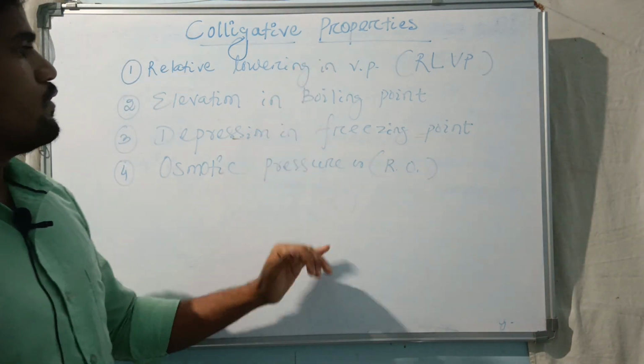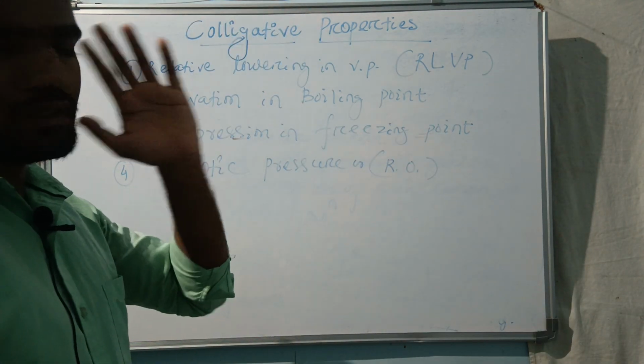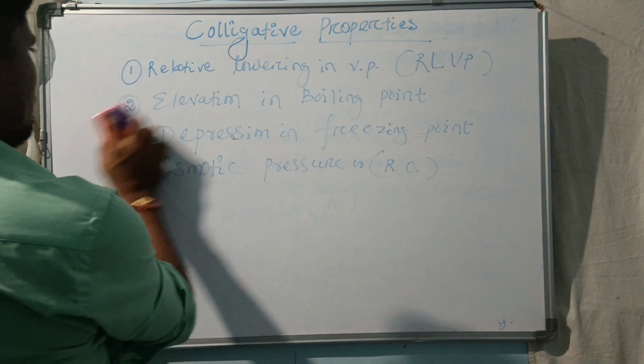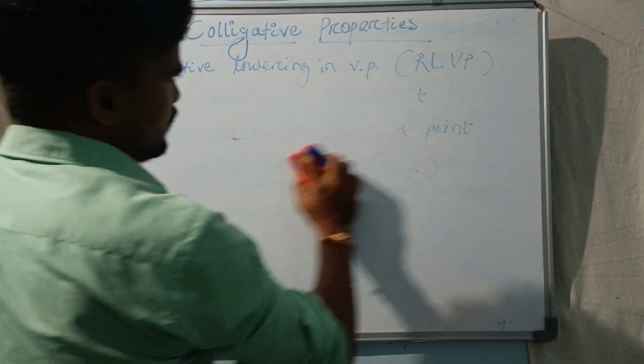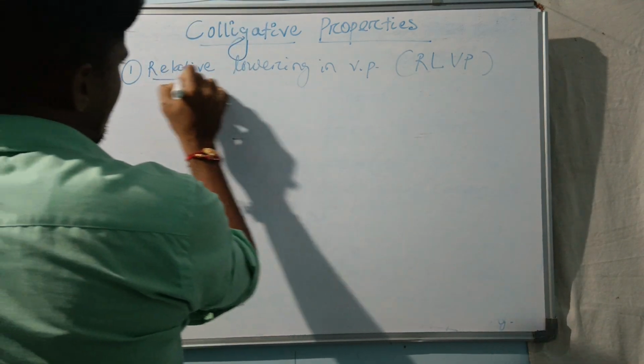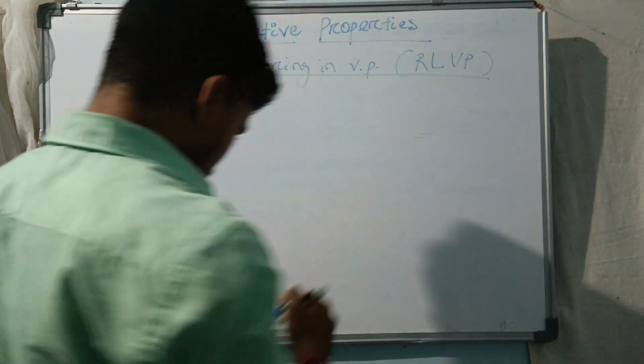So this we will cover in colligative properties. These are the four types of colligative properties. Okay, so let's start one by one. First one is relative lowering in vapor pressure. So what is this?